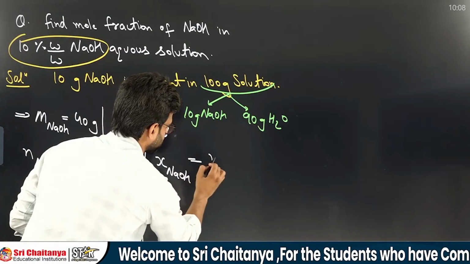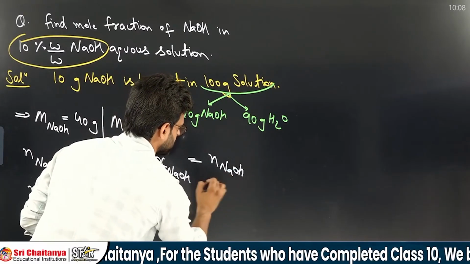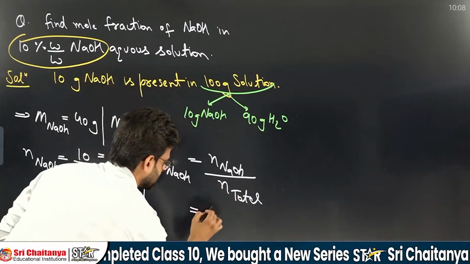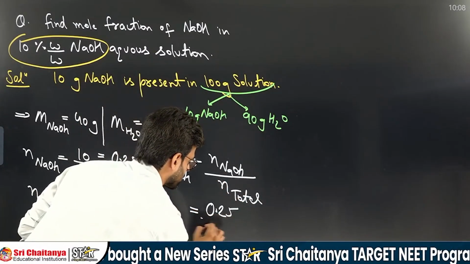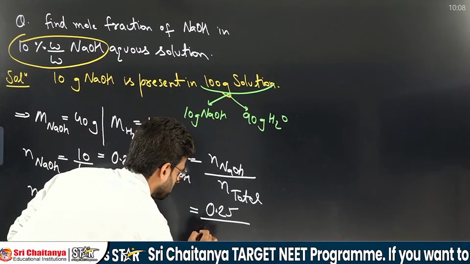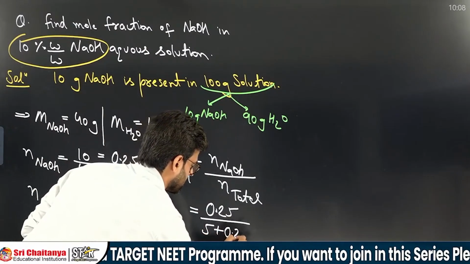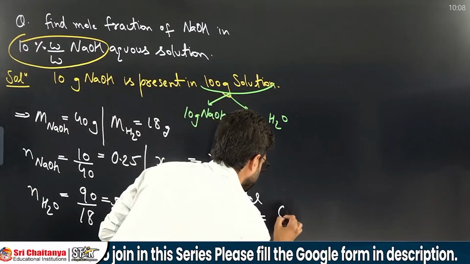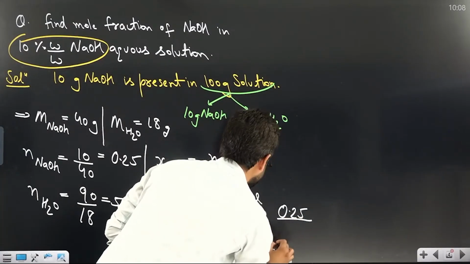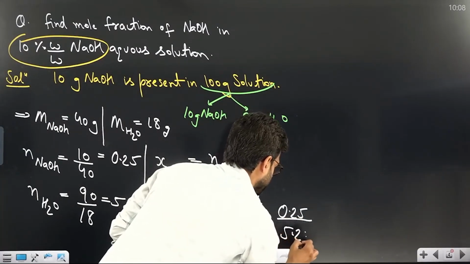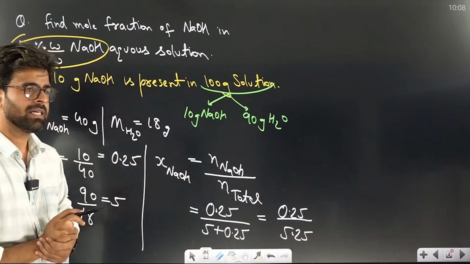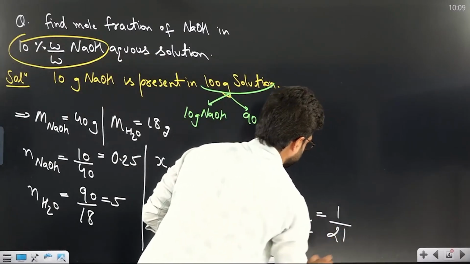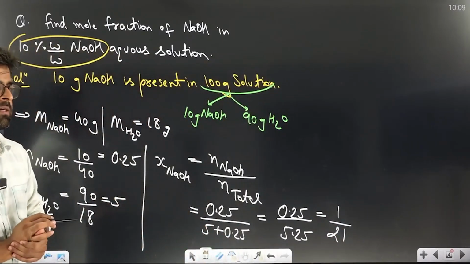Very clear: moles of NaOH divided by total moles. So 0.25 divided by total moles. Total moles is 5 plus 0.25, so 0.25 divided by 5.25. What is coming? If you solve this, it is 1 by 21.